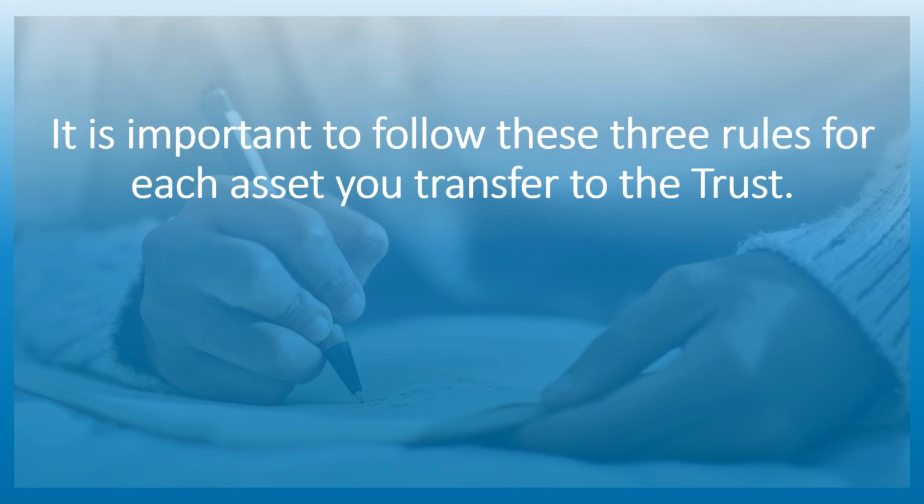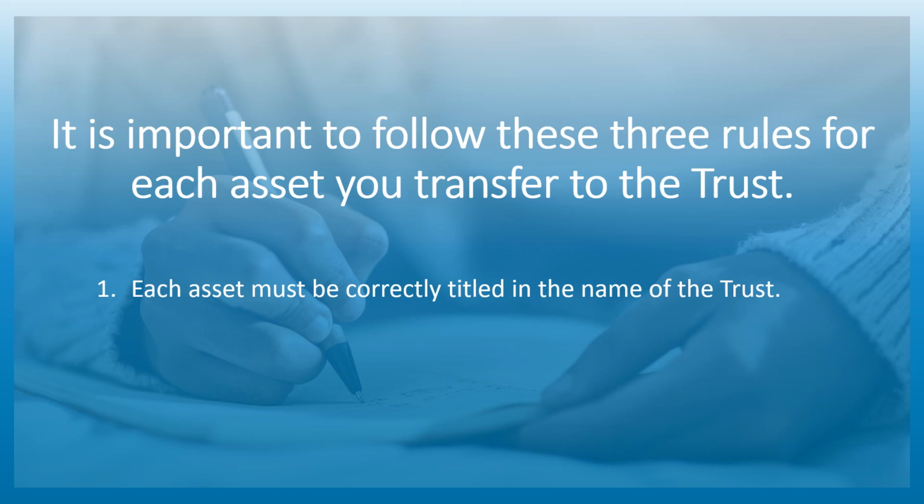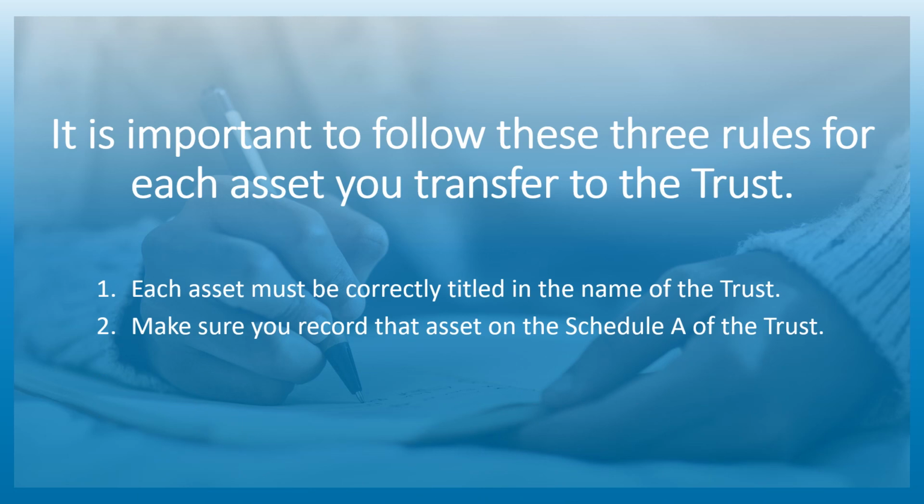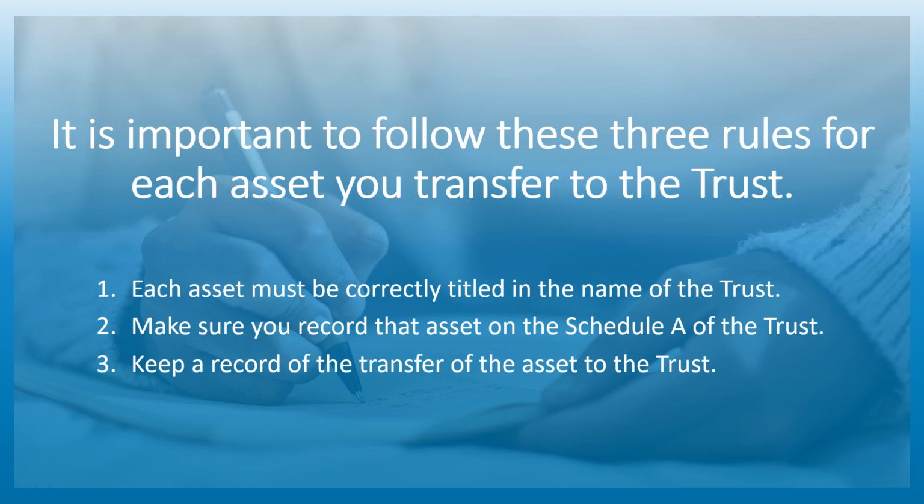It is important to follow these 3 rules for each asset you transfer to the trust. To briefly recap, each asset must be correctly titled in the name of the trust. Make sure you record those assets on the Schedule A of the trust, and keep a record of the transfer of the asset to the trust.